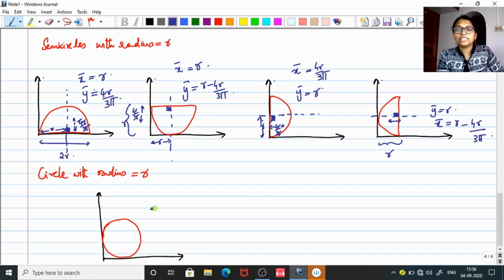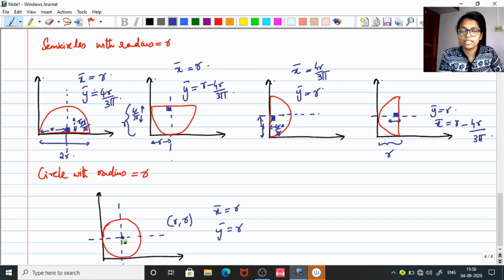Okay. Lastly, in a circle with radius r, you can see both symmetrical lines. That is, there is a vertical symmetrical line, and also a horizontal symmetry. So your x bar will be on this line, and y bar will be on the horizontal line. So it is just r comma r, or x bar is equal to r and y bar is equal to r. The center of the circle is the centroid of your circle.